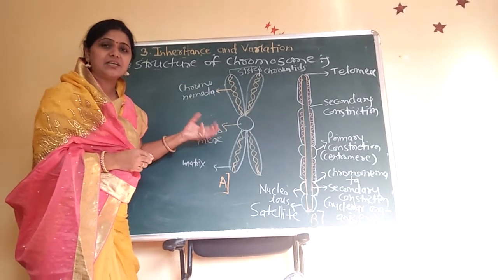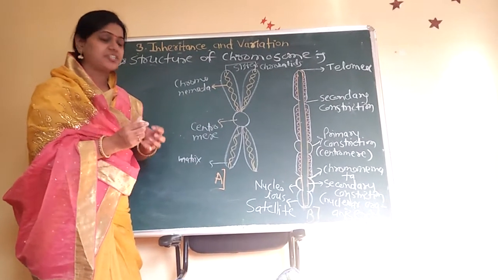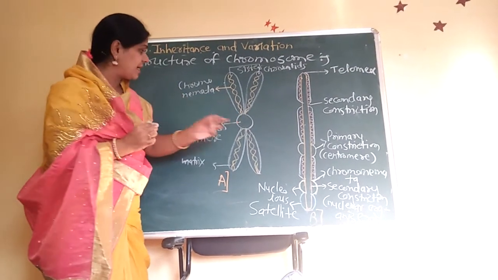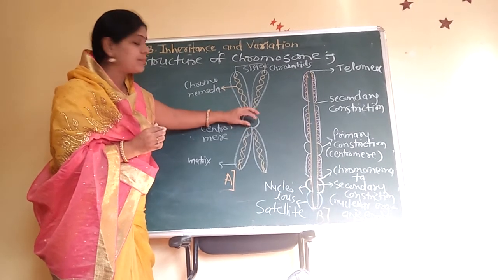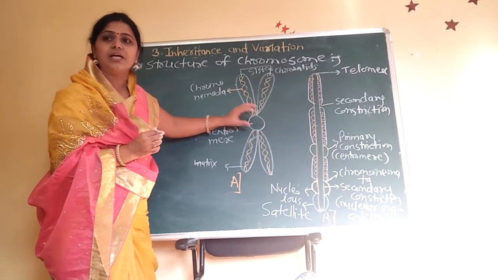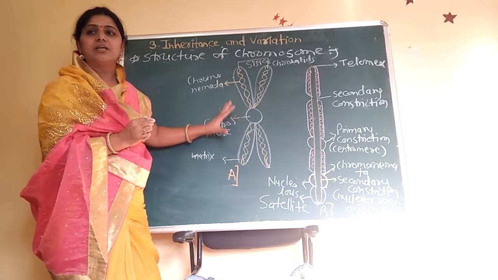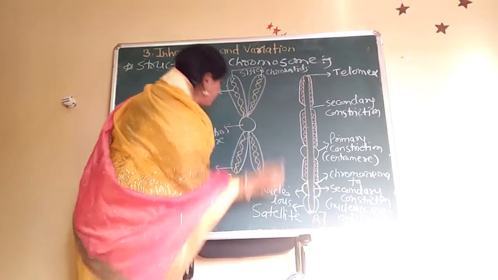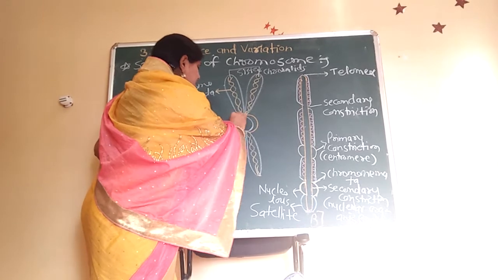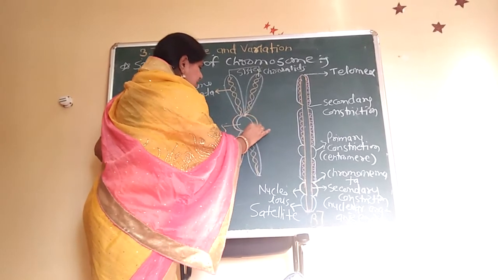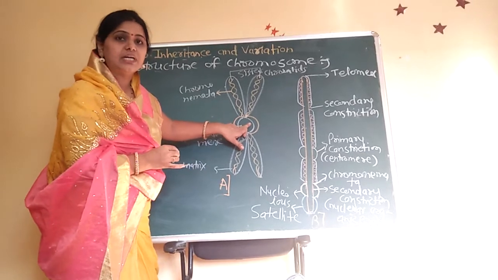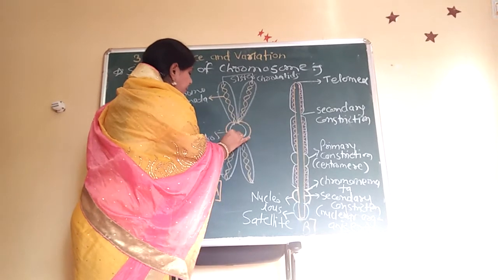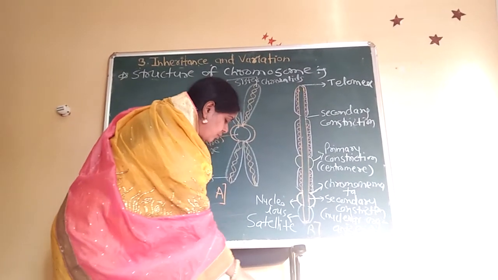The primary constriction, pratham akunchan. At that side the chromosome becomes very short, and that is called a constriction. This primary constriction, the centromere, consists of disc shaped plates called kinetochores. The two disc shaped plates are present on either side of the centromere. These two disc shaped plates are called kinetochores.